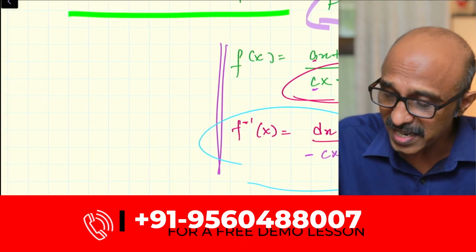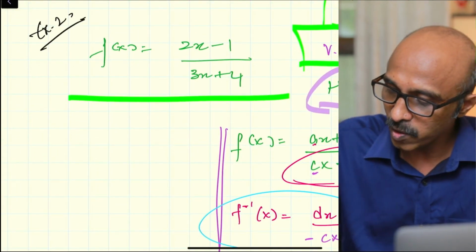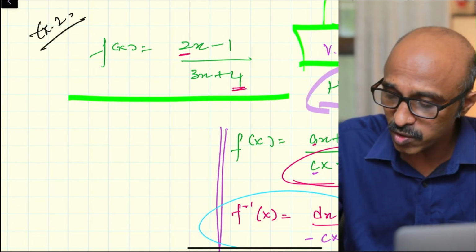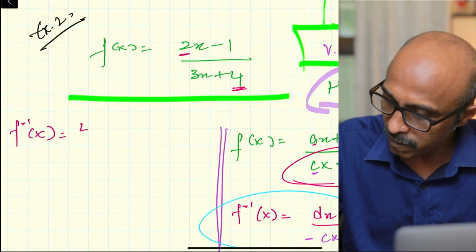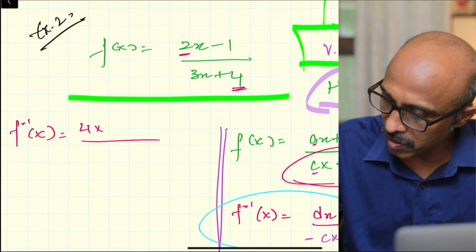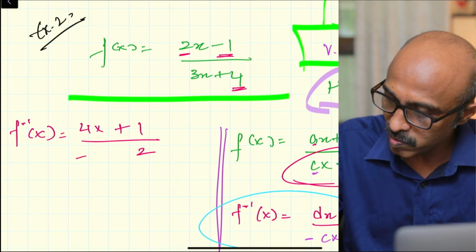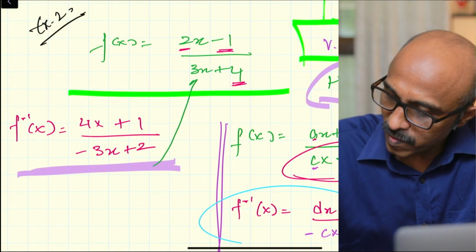But let's use this shortcut technique to find the inverse of this function, 2x minus 1 over 3x plus 4. And we're going to use the same technique. Like I said, interchange these two positions. The inverse of the function would just be 4x, and here we can write 2. And you're going to reverse the sign. So this is going to be plus 1. And this is going to be a minus 3x, and that's just plus 2. So this is going to be the inverse of the given rational function.